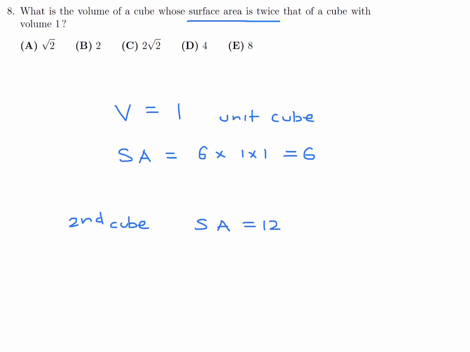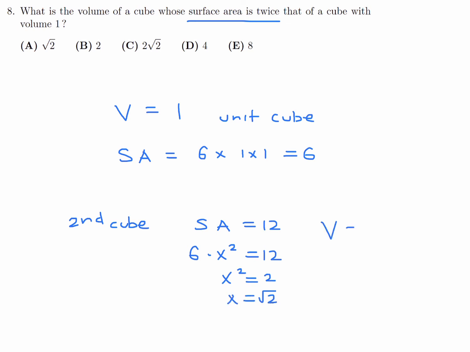And they're saying, what is the volume of this second cube? All right, well, 12 is a surface area. How do you figure that out? Well, 6 times the area of a side, and let's just say the side is x. So 6 times x squared. And therefore x squared is equal to 2, and x is root 2.